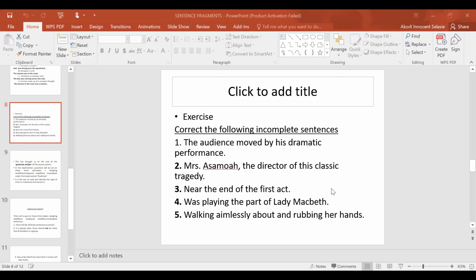So that is it. So these are the little notes I have on sentence fragments. I was expecting you to read widely so that you can even bring some information for us to discuss. So do you still have questions on this? No, sir. Thank you.